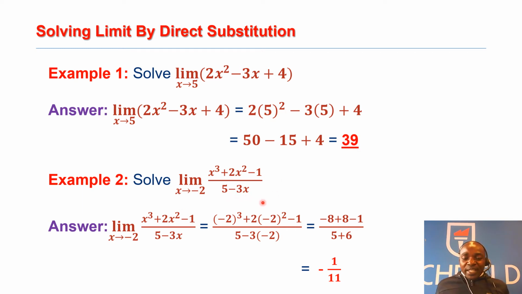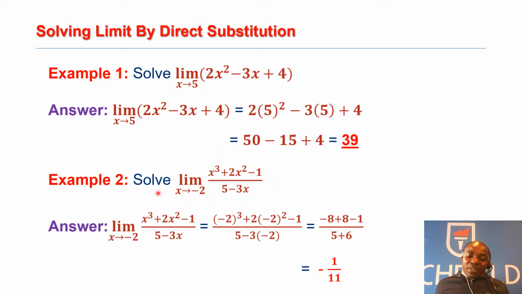The second example says solve the limit of (x cubed plus 2x squared minus 1) divided by (5 minus 3x), where x approaches minus 2. When you check this expression, you have a division, but if we directly substitute minus 2 into the denominator, it does not give us 0. Also, the numerator and denominator don't have common factors that we could divide out.